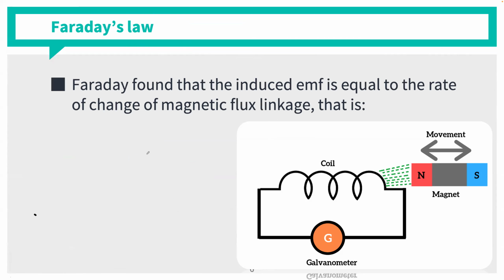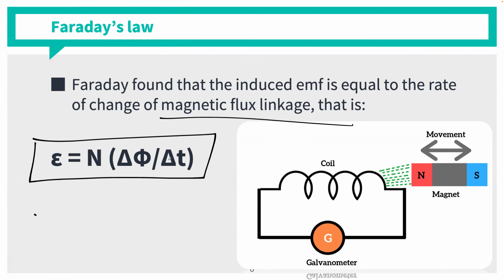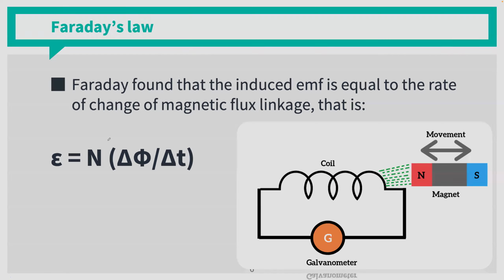Writing down Faraday's law, Faraday found that the induced EMF is equal to the rate of change in magnetic flux linkage, given by the formula E is equal to N d phi by dt, or delta phi by delta t. What is delta phi? Change in flux. Delta t, time period. N, number of turns.